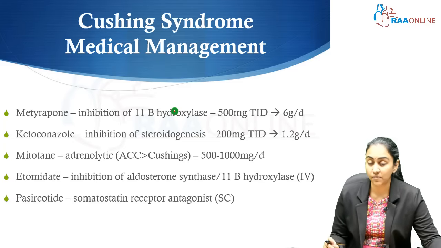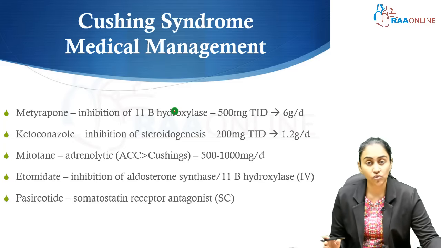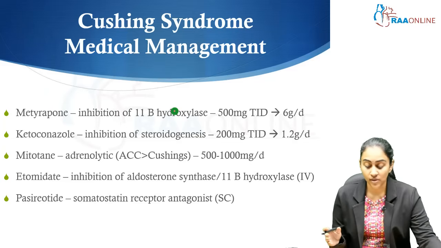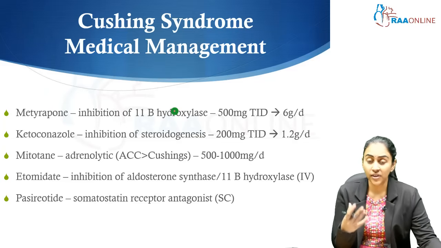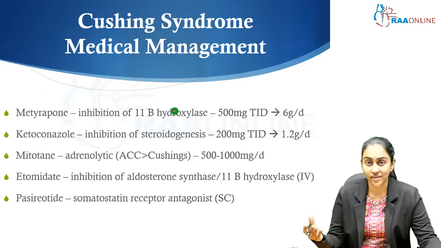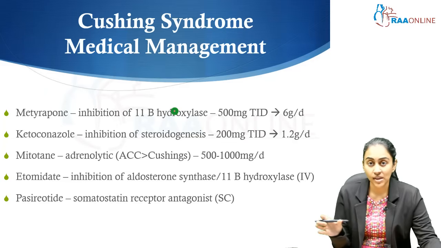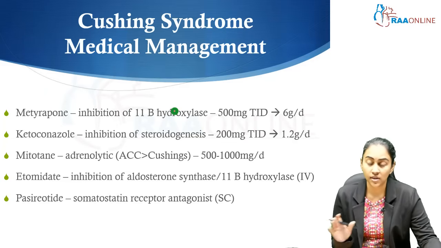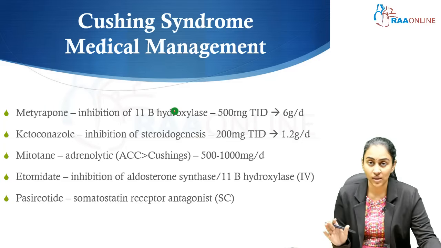All these drugs can be used in patients with Cushing syndrome who are not surgical candidates, or in whom there are features of cortisol excess to such a severe extent and where surgery is going to take quite some time. In such individuals, we can tide over the initial phase of cortisol excess by using these adrenolytic or anti-adrenal agents.